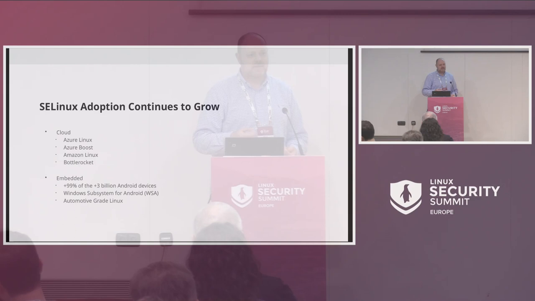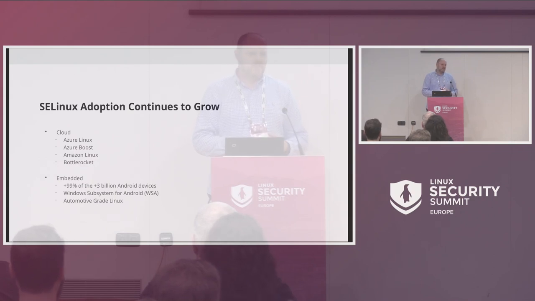The embedded space is another one. We used to talk about the year of the Linux desktop, and somebody said a while ago that we basically have that, that's Android. Nowadays, last I heard, it's somewhere over 3 billion. I think 3.3 is what I saw at some point, but of the 3+ billion Android devices, over 99% are running SELinux in enforcement mode. That's a tremendous number of SELinux systems when you think about it. And that's just phones.